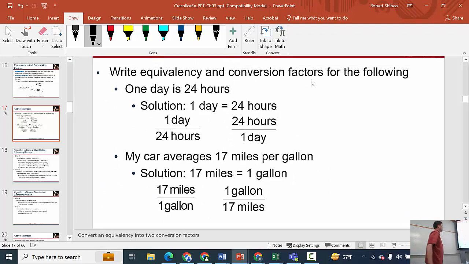And so here are some examples. I'm just going to go through this kind of quickly. Because 1 day is 24 hours, the two conversion factors are 1 day per 24 hours or 24 hours per 1 day.